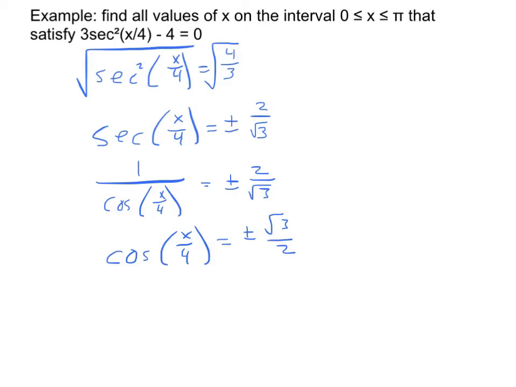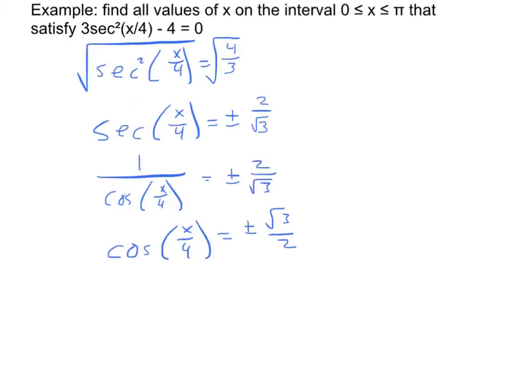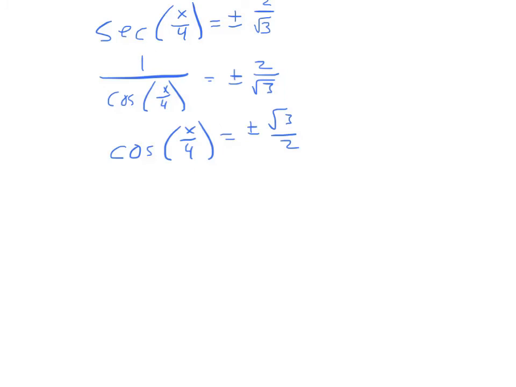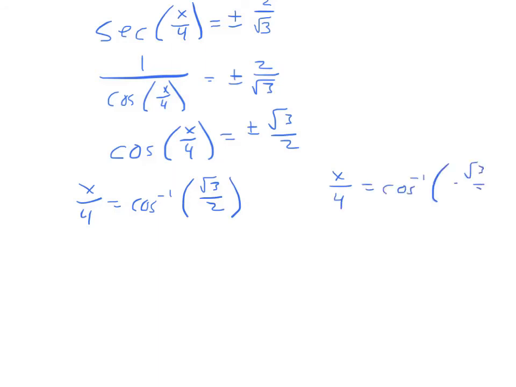Okay? So at this point, we need to split this equation into different pieces. So I can now say x over 4 equals the inverse cosine of positive root 3 over 2. And then x over 4 is also equal to the inverse cosine of negative square root of 3 over 2. Keep in mind, by the way, the interval I was working with was 0 less than or equal to x less than or equal to pi.